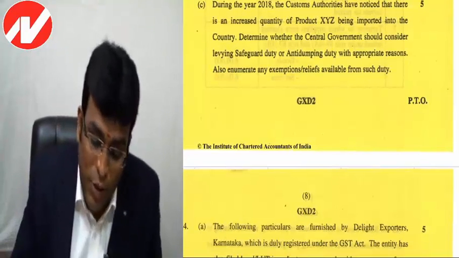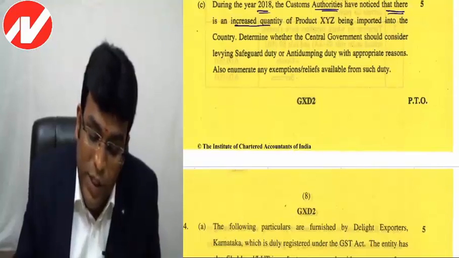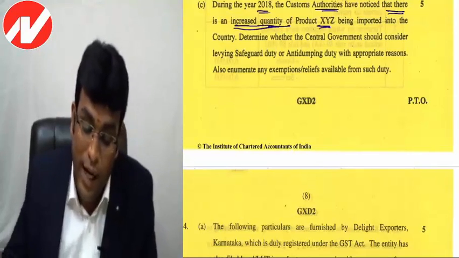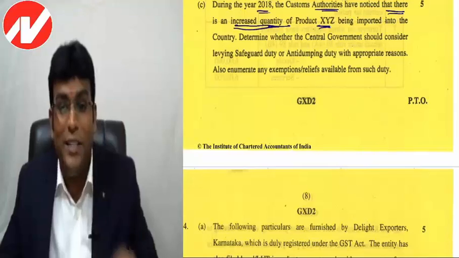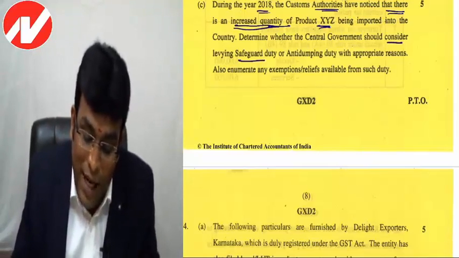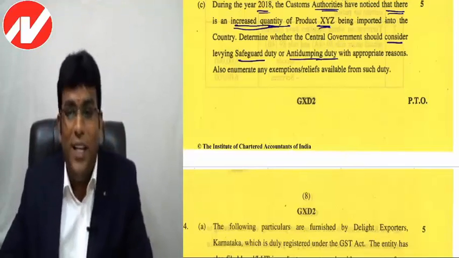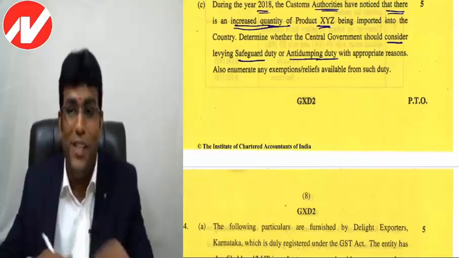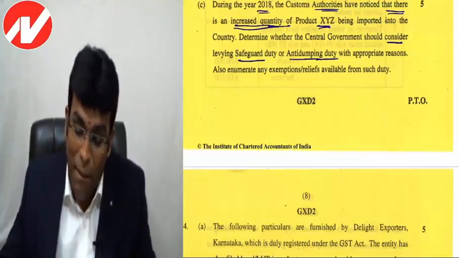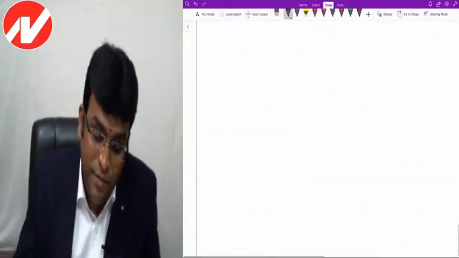During the year 2018, customs authorities have noticed that there is an increased quantity of product XYZ being imported into the country. Determine whether central government should consider safeguard duty or anti-dumping duty. So straight away let me tell you, they will definitely charge safeguard duty only, my dear friends. And the reason being very clear, let me tell you that point.